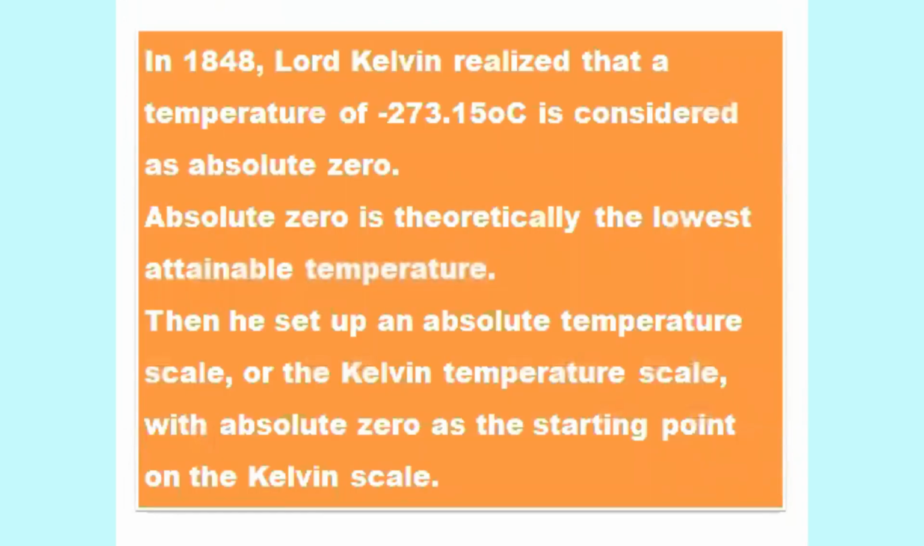In 1848, Lord Kelvin realized that a temperature of minus 273.15 degrees Celsius is considered the absolute zero. The absolute zero temperature is 0 Kelvin, which equals minus 273.15 degrees Celsius. The absolute zero is theoretically the lowest attainable temperature at which the volume is zero. Then he set up an absolute temperature scale, or the Kelvin temperature scale, with absolute zero as the starting point on the Kelvin scale.